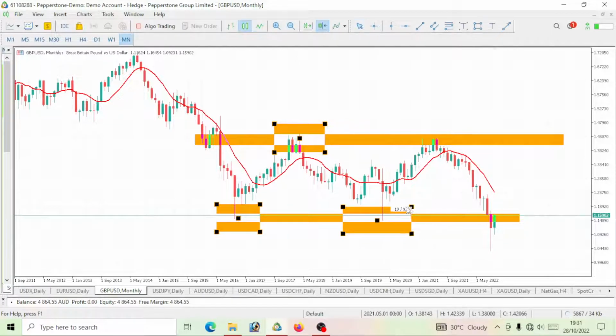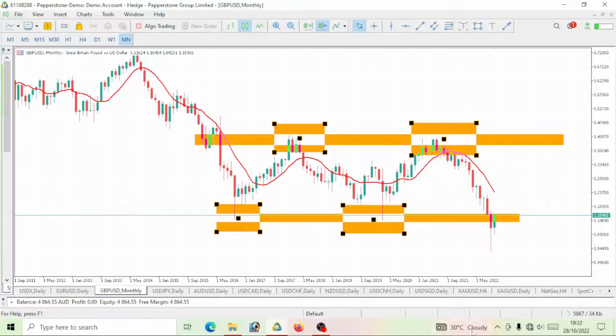And again, after it came to our support, we saw it roll up and hit our resistance level. After that, we saw it roll down again and come to our support level. Not only did it come to our support level, it broke below our support level, right? Now we all know the rules of trading support and resistance.